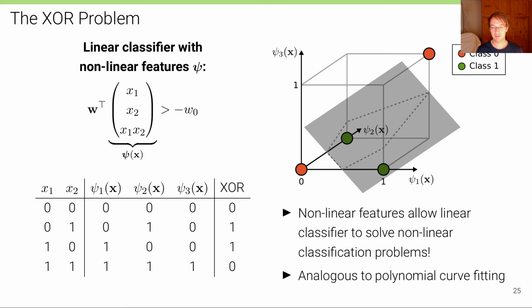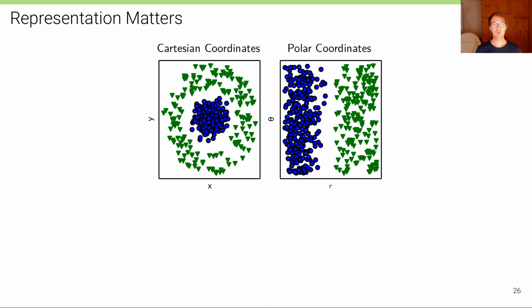And this is analogous to the polynomial curve fitting examples that we've seen in the first lecture, or also to the ideas in support vector machines where we use kernels to lift the feature space. So here's another example to illustrate even more, this is from the deep learning book, that the representation actually matters. If we want to find a decision boundary that separates this blue from the green class here in XY space, it's impossible with a linear classifier.